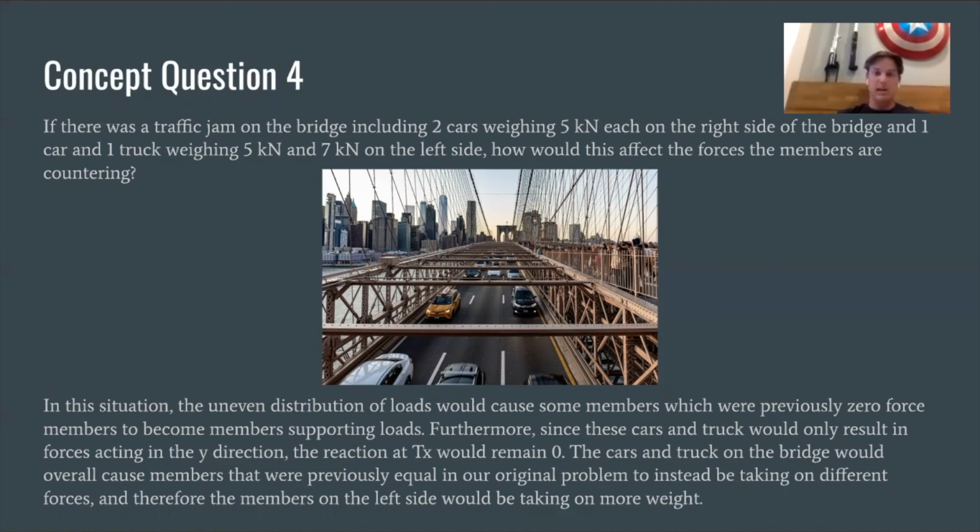Essentially, what this question is asking is, what if we applied an uneven distribution onto the bridge, which is already evenly distributed according to the free body diagrams and worked out problem that we solved. Essentially, what this concept question is trying to get us to understand is what would happen to the zero force members and the rest of the reactions from all of the members if 12 kilonewtons were applied to the right side and 10 kilonewtons were applied to the left.